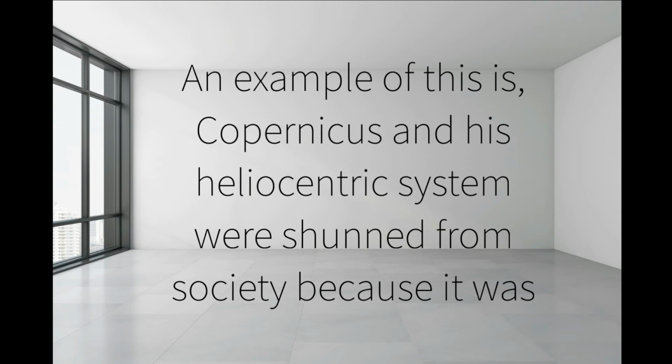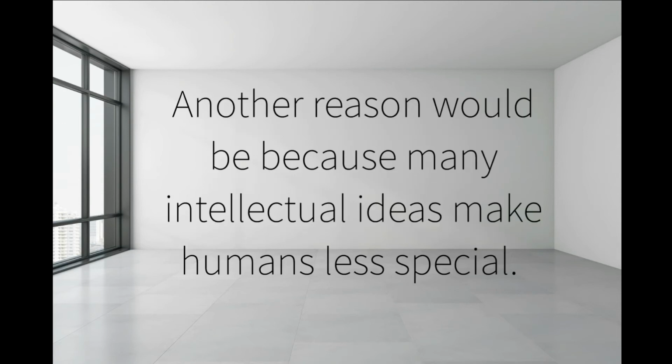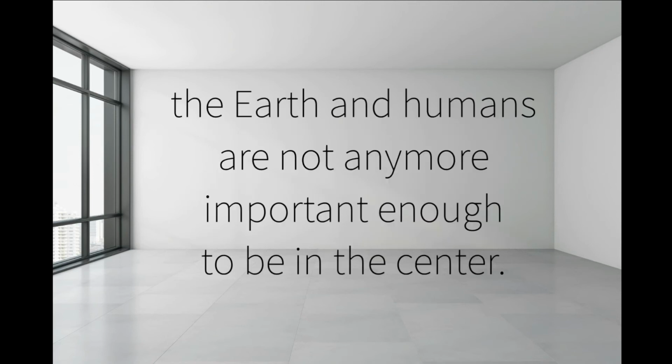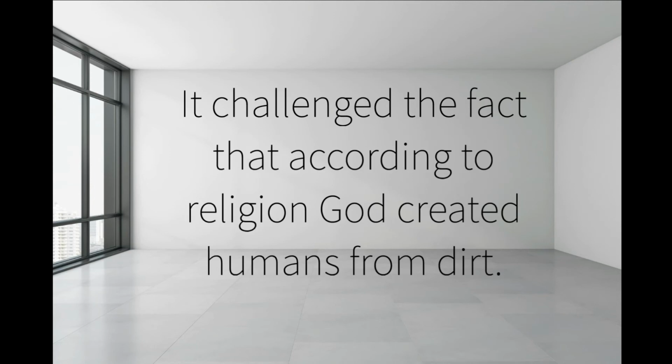An example of this is Copernicus, whose heliocentric system was shunned from society because it was long believed that the Earth was the center of the universe. Another reason would be that many intellectual ideas make humans less special. This also applies to Copernicus, because in his new solar system, the Earth and humans are not important enough to be in the center. Another example would be Darwin's theory of evolution. It challenged the religious belief that God created humans from dirt.